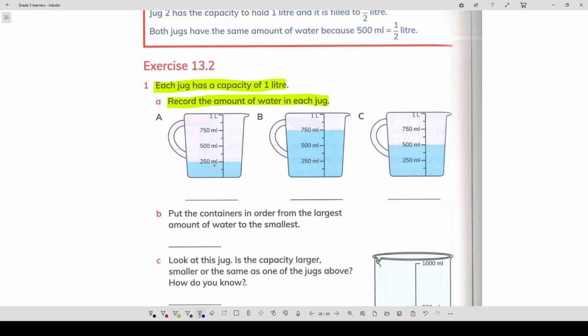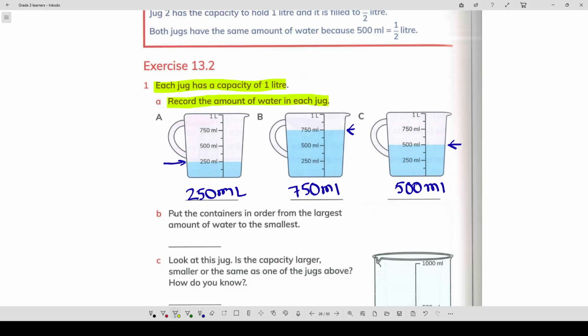So first here is 250 ml, right? Jug A is 250 ml, because here is water and this one is here, it means 750 ml, and this one is 500 ml.